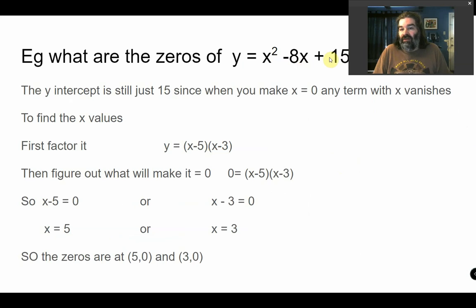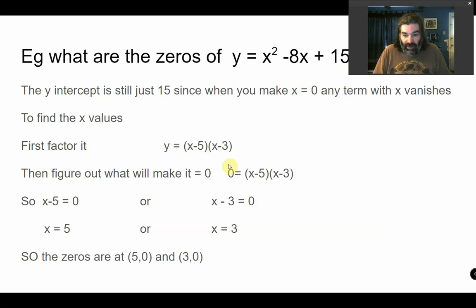x squared minus 8x plus 15. The y-intercept again will just be 15, because if you make the x a 0, that's all that's left. To find the x, that's why when we see zeros, we're typically talking about x, because finding the y is usually pretty easy. To find the x, we factor it. Minus 5, minus 3, because those add to minus 8 and multiply to plus 15.